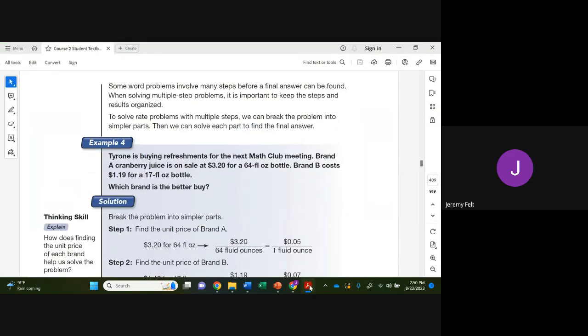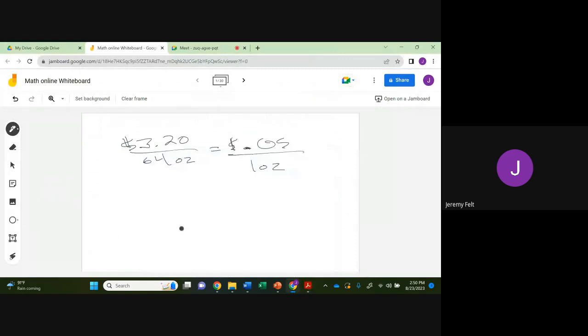Brand B was $1.19 for 17 ounces. We divide this, and that's going to give us our price per ounce. We do this division, and it gives us 0.07, so 7 cents per ounce. So in just looking at price alone, the better one would be brand A because it's only 5 cents per ounce. We're saving 2 cents per ounce versus brand B, which is 7 cents per ounce.